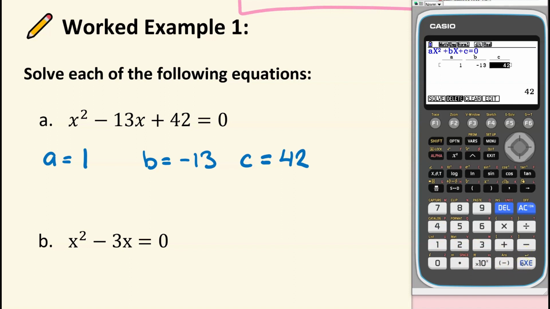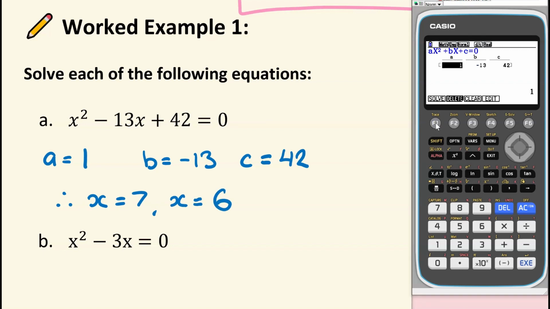Once we have entered in those three values, making sure that we have the correct signs for each of the values, we're going to press F1 for solve. So we are given two x values, so this particular quadratic has two solutions. So I can write as my solution, therefore, x equals 7 and x equals 6.